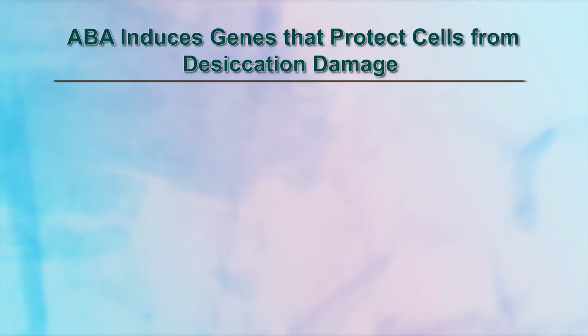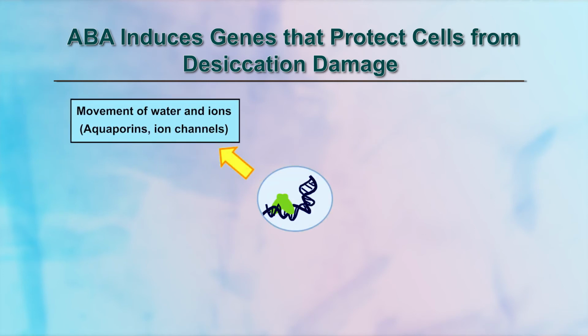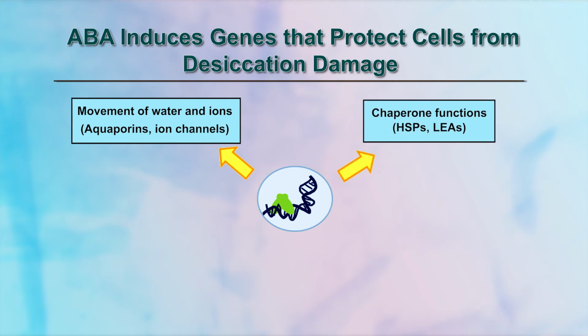It has been observed that ABA can induce genes that are very important for protection of cells from desiccation damage. These genes include aquaporins and ion channels. Aquaporins will lead to import of water within the cell, and ion channels will increase import of ions within the cell. That is very necessary during water stress or desiccation condition. Other genes of this class are chaperone genes, which will protect the proteins to maintain their active conformation during this condition of stress.